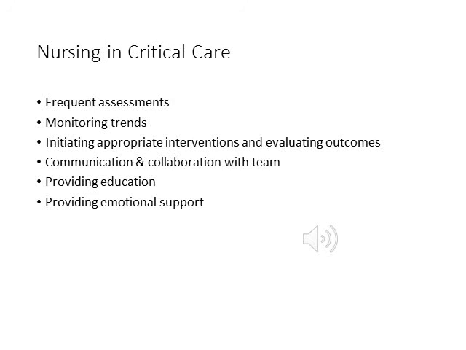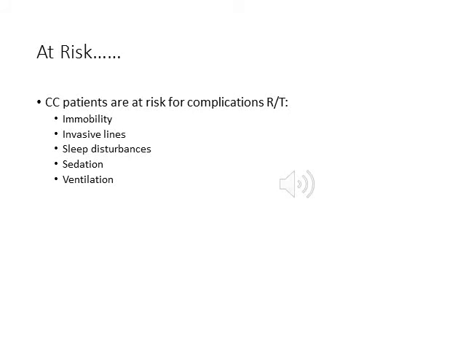Communication and collaboration with the team is essential in all nursing, but especially in critical care, because we have acute care patients and we need to make sure that we're communicating any changes with the whole team. Providing education. Education to the family, education to the patient. Make sure they know what's going on. Both the families and the patients are scared. So you need to make sure that you're telling them what you're doing, providing education, as well as providing emotional support to everyone involved.